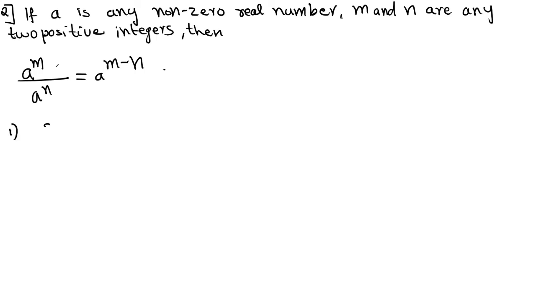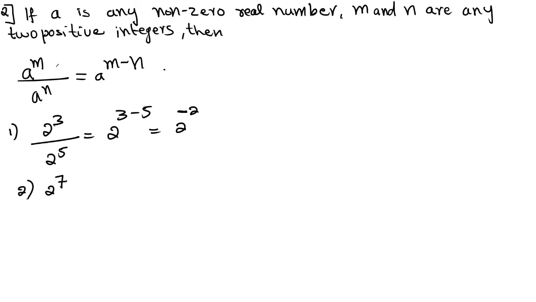For example, see, 2 to the power 3 divided by 2 to the power 5 is there. Okay. 2 to the power 3 by 2 to the power 5, it's equal to 2 to the power, you can write it as 3 minus 5. Okay, m minus n, 2 to the power 3 minus 5, it's equal to 2 to the power minus 2. Okay.